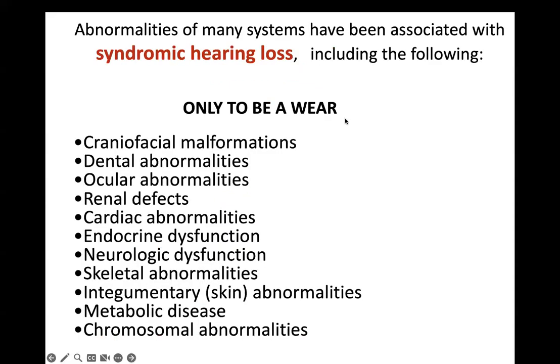And this is a list of abnormalities that can be associated with hearing loss. Anytime you see a child with craniofacial malformations, dental abnormalities, ocular, renal defects, cardiac abnormalities, endocrinologic, skeletal, all these systems can be associated with hearing loss. That's why it's important that if someone's presenting with hearing loss, you look for these abnormalities. Or if someone's presenting with one of these abnormalities, you also look for hearing loss. Okay, so it works both ways. Again, I don't think he's going to ask you about the slide.